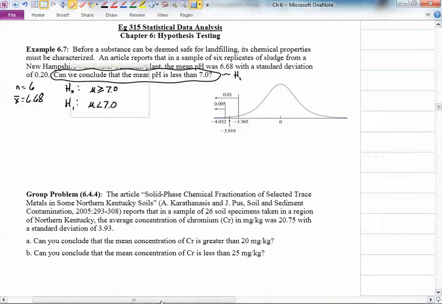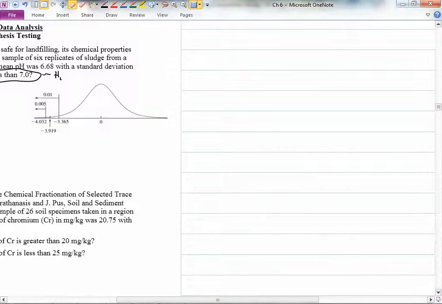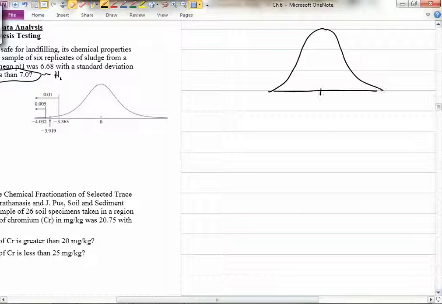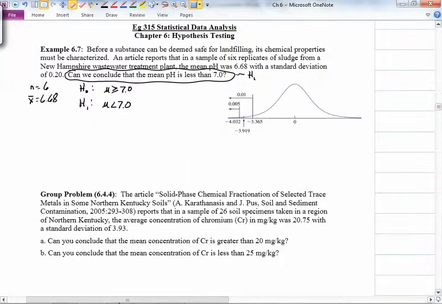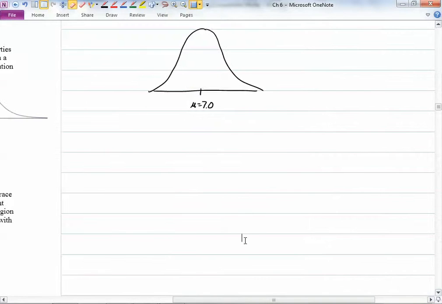Okay, so let me do this over here. The second step is we assume the null hypothesis is true. Assuming the null hypothesis is true says the mean is greater than or equal to 7. So I'm going to put it right at 7 because that would be, you could think of it as the worst case scenario or the toughest case to disprove. So that sets the mean at 7. Is everyone okay with that?